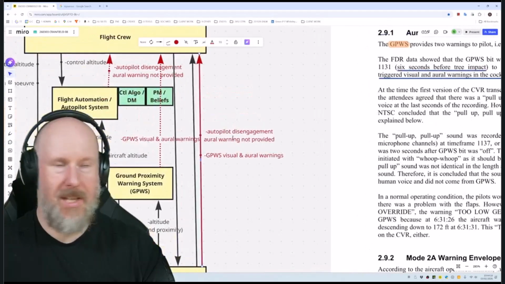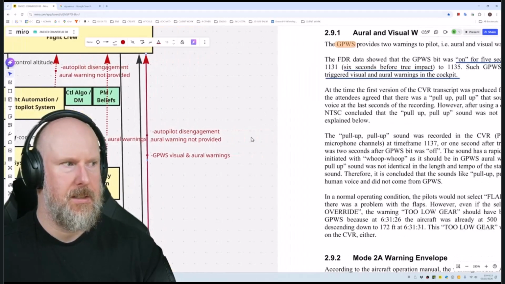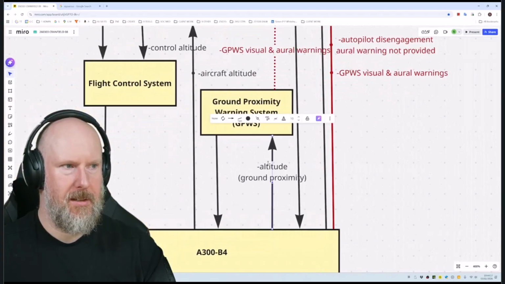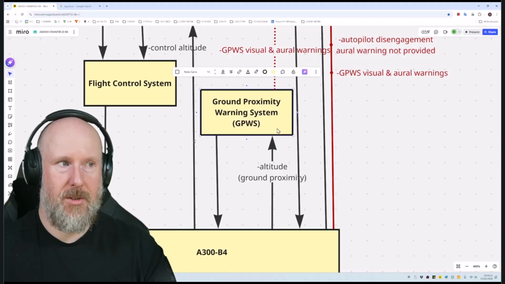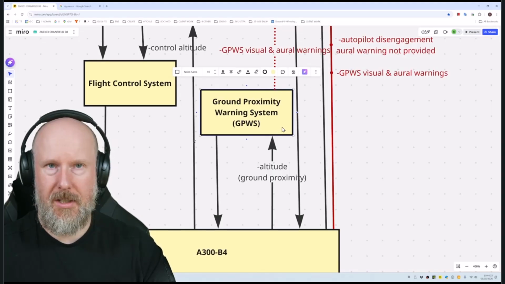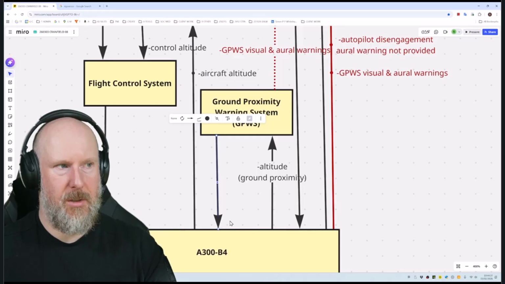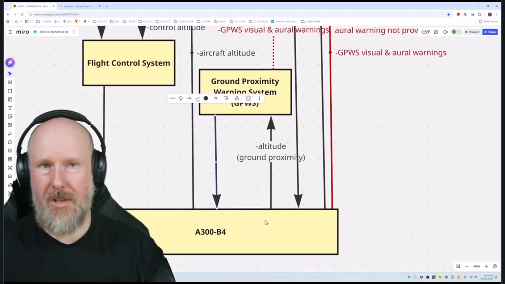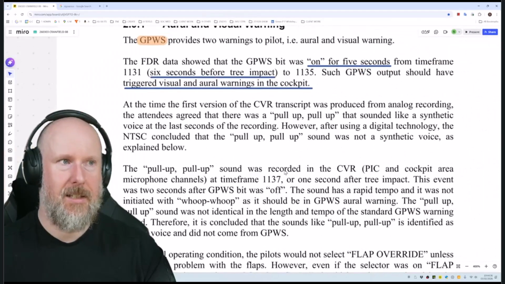Why was that feedback not provided? Why was that control action not provided? Is it an issue that it didn't realise it was too low? Was it not set up, configured properly? Were there issues with its control algorithm decision making? Were there any issues with the GPWS providing signals to the aircraft itself, perhaps? So maybe it knew and it was trying its hardest, but the aircraft was not providing that information to the crew.